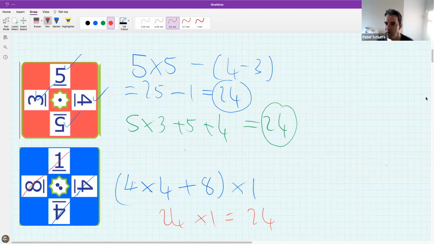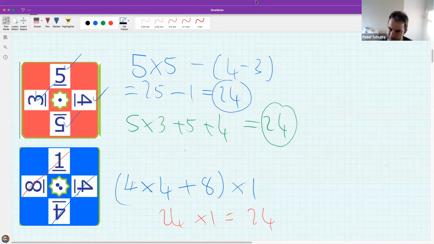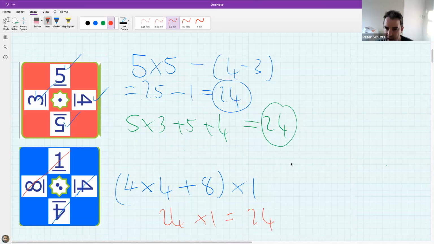Anybody else got the blue one? Or any other suggestions for the blue one? Okay. Well, I think that we have then done well as a group. We've conquered both of these Maths 24s.